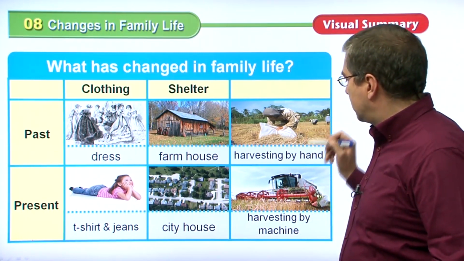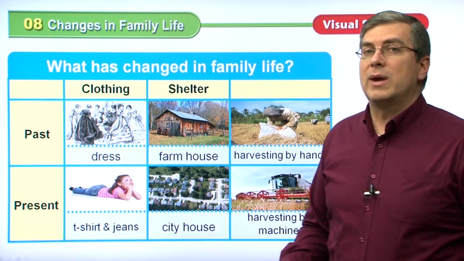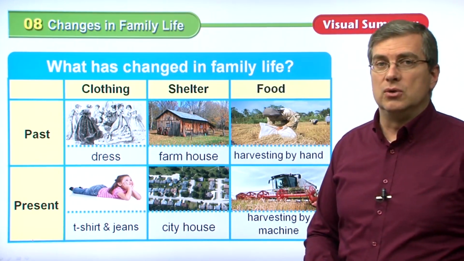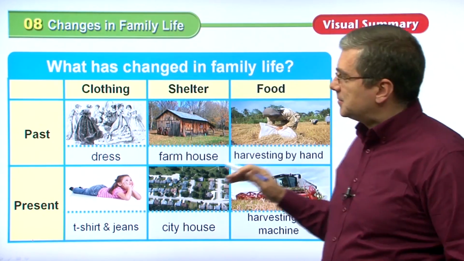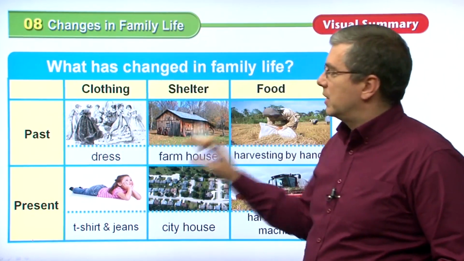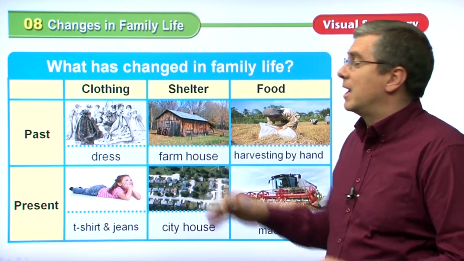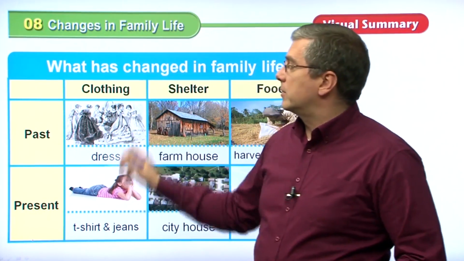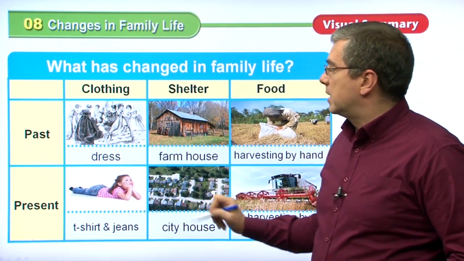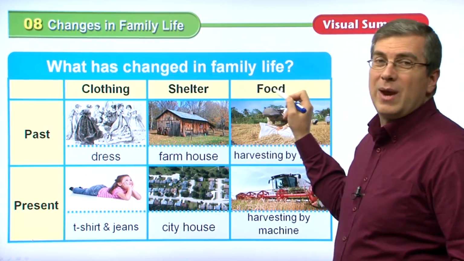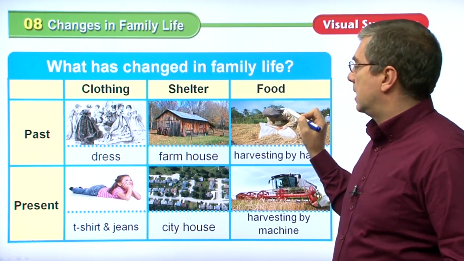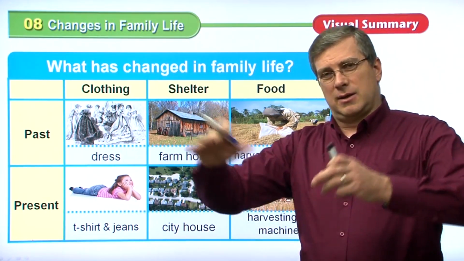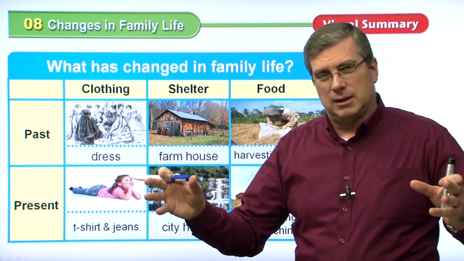Over here, harvesting by hand, harvesting by machine. What are we harvesting? What is this thing that we are gathering? Of course, we're talking about food. Okay, so this fills our chart. Kind of interesting that we filled in the categories, not the subjects, but we can go both ways. So in the past, dresses were different than in the present. Clothing was different. In the past, shelter was different than the present. And the way to get food was different in the past than it is in the present.